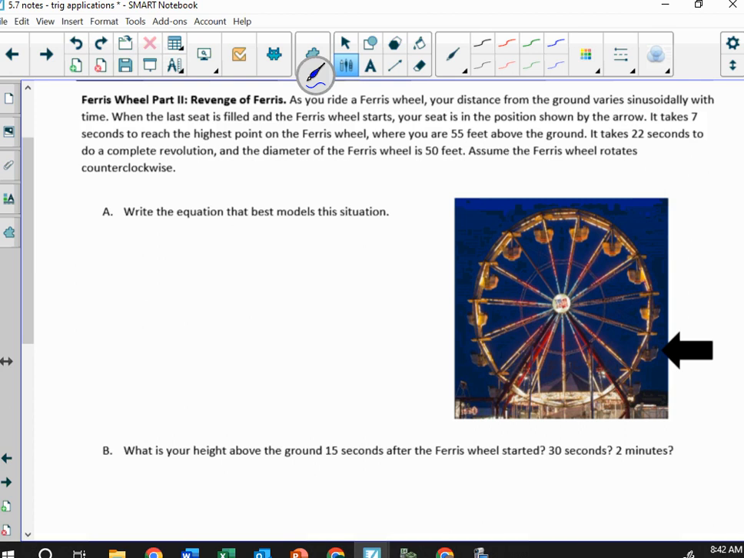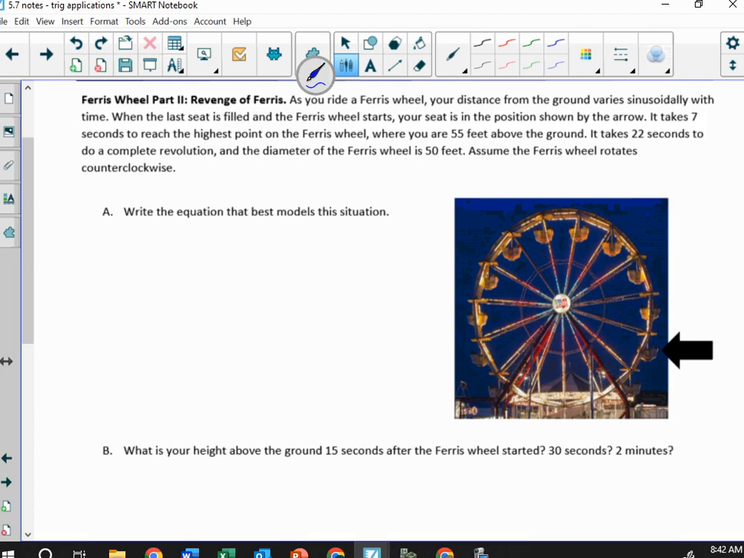It says it takes you 7 seconds to get to the highest point on the Ferris wheel, so up here. And when you're up there, you're 55 feet above the ground. We know it also takes 22 seconds for one full revolution of the Ferris wheel. And the diameter of the Ferris wheel is 50 feet, and we are assuming it rotates counterclockwise. It does matter because 7 seconds to get to the top this way is very different from 7 seconds to get to the top going the other way, right? Okay, so that does matter.